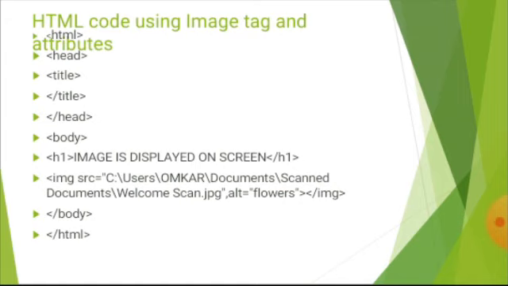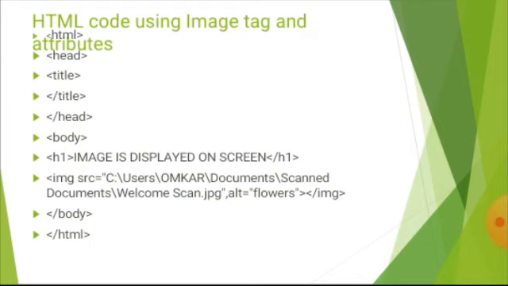This is our first code using the image tag and attributes. HTML tag, head tag, then title tag close, head tag close. Inside the body there is the h1 tag. We have already seen h1 for the large header tag. Inside the h1 we are writing here: image is displayed on a screen, then h1 tag is closed. Then after that we are using the image tag.